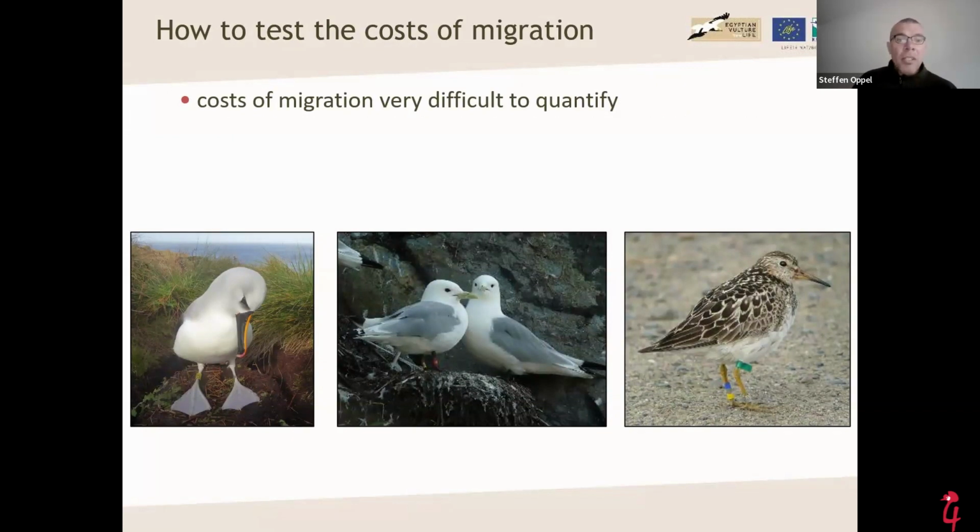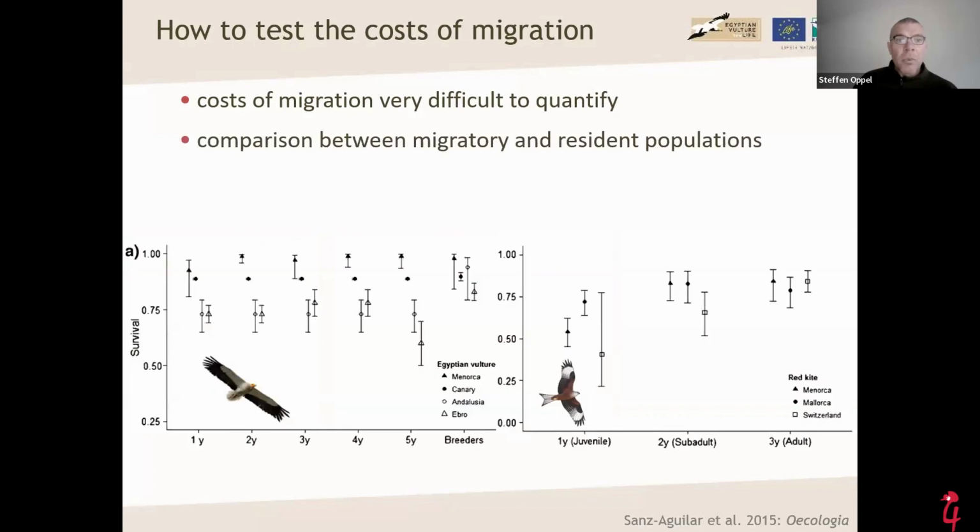So the one way to study that subject was to compare populations of species that are resident in one part of their range and migrants in another part of their range. So this graph shows you results of a study that was done on Egyptian vultures in the left graph and red kites in the right graph, where the authors compared the populations that live on Mediterranean islands. These are the black symbols, Minorca and the Canary Islands in the Atlantic.